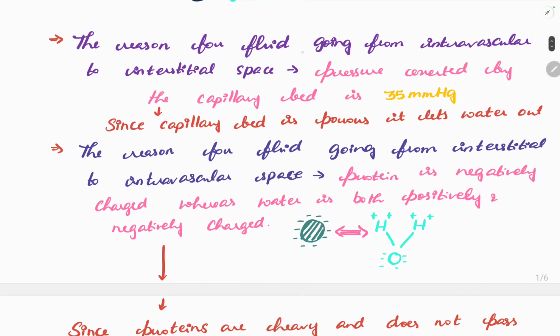The reason for fluid going from the intravascular to the interstitial space is because there is pressure exerted by the capillary bed, which is 35 millimeters of mercury. Since the capillary bed is porous, it will let water out, right?